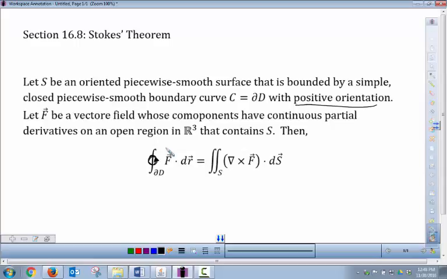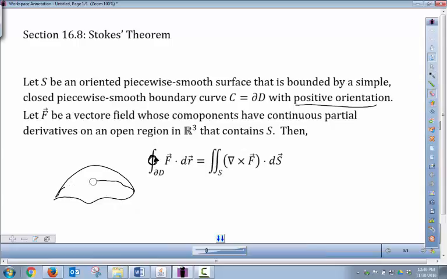Another way to view this positive orientation idea is to look at the idea of walking around the curve, and so perspective here kind of gets a little messed up and blurred here.